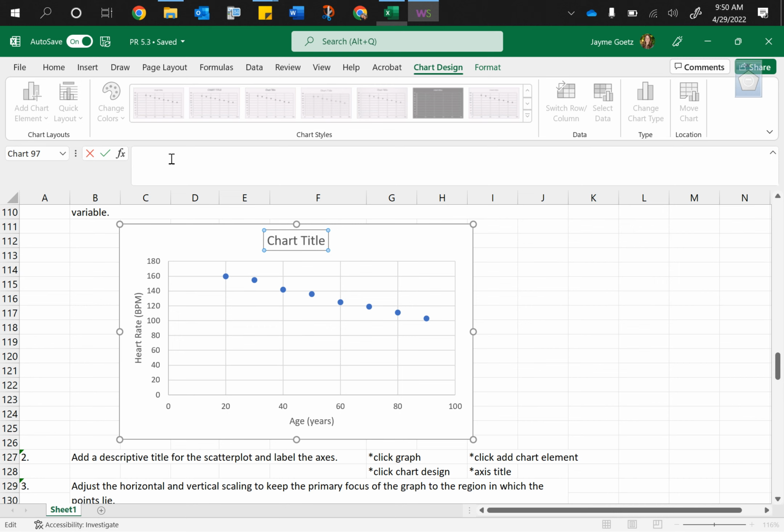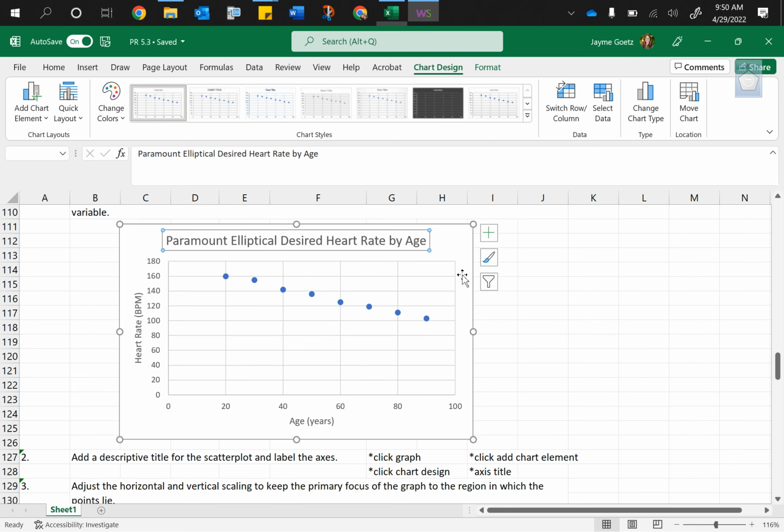And again, I want a good descriptive chart title for this. So I'm going to say Paramount Elliptical Desired Heart Rate by Age. I make it as specific as possible with the given situation. I don't just want to put desired heart rate by age, because what is that, resting heart rate? I don't just want to put working out, because it's only on a specific piece of machinery. And I didn't want to just put elliptical, because it is a specific elliptical. It is just the Paramount one, okay?